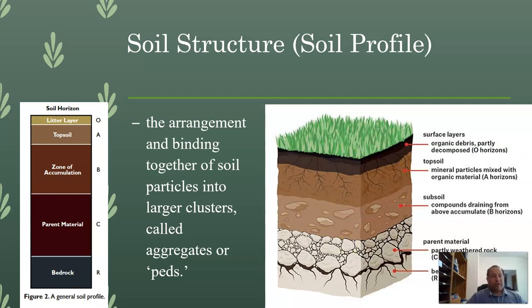Now, what's also interesting is that not every soil is going to have these same layers. This is your typical structure, this OABCR: organic layer, topsoil, subsoil, parent material, bedrock. That is your typical structure for a soil profile. However, sometimes you might not have an O layer. Sometimes you might not have an A layer. Sometimes you might go straight from an A layer to a C layer. It doesn't have to be the same every single time.